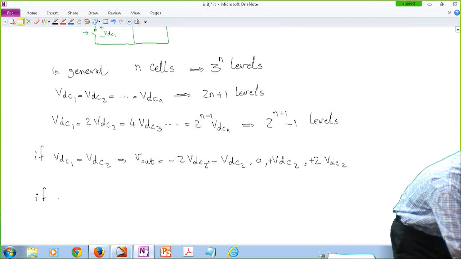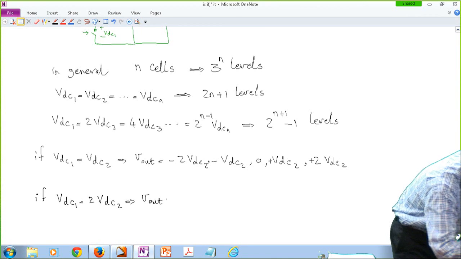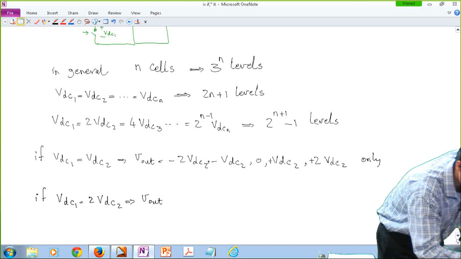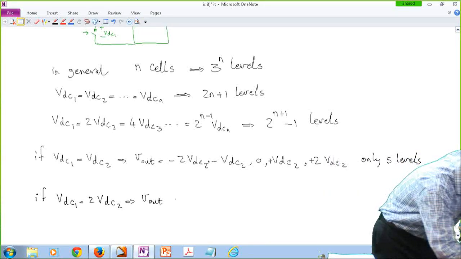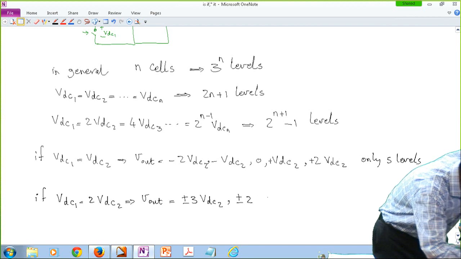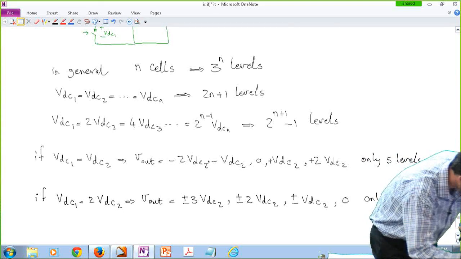Now, looking at the second case, if VDC1 is twice as VDC2, then the output voltage could be, so this is only 5 levels, with four other levels that are redundant. And if VDC1 is twice as much as VDC2, then Vout is going to be seven levels. All right, something like this. Only seven levels, with two other stages that are redundant.